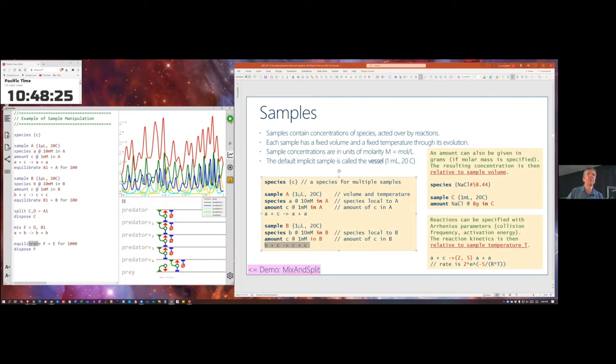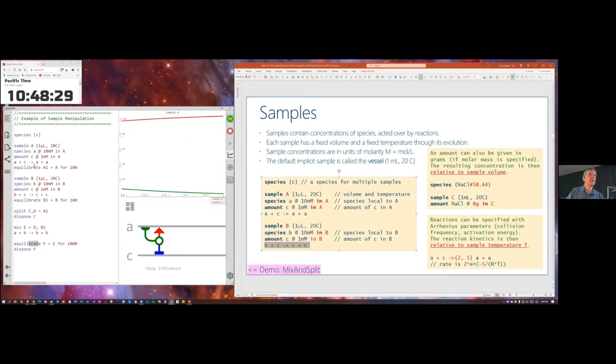So if I run this now, what happens? Well, first of all, I run the first sample. There is an equilibrate at the end of the first sample. So the simulation starts and then stops after this first equilibrate. And now I have the situation inside sample A, the evolution of the chemicals inside sample A. The simulation now is paused. If I click again, then it executes up to the second equilibrate.